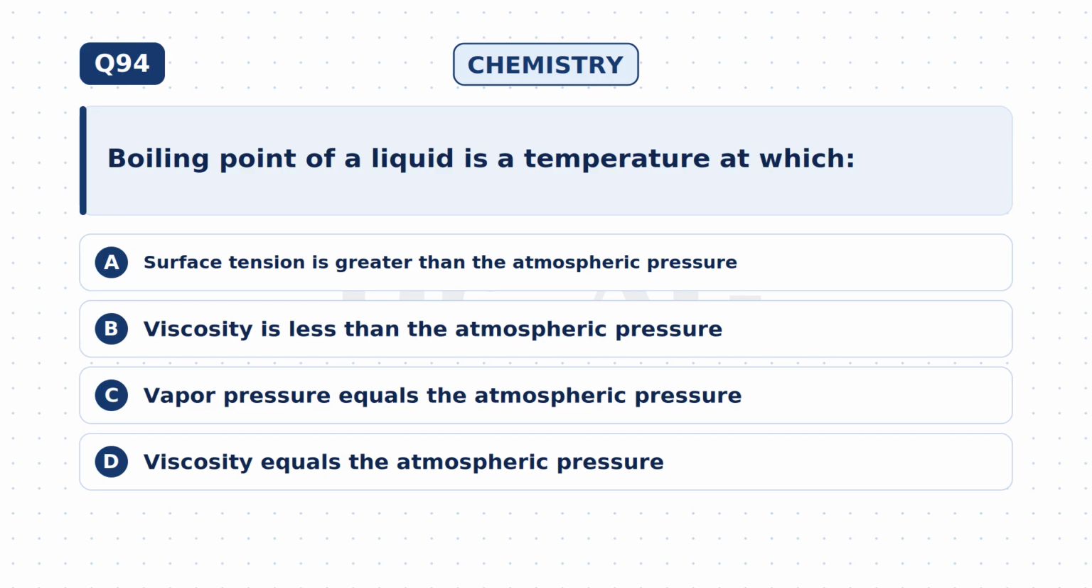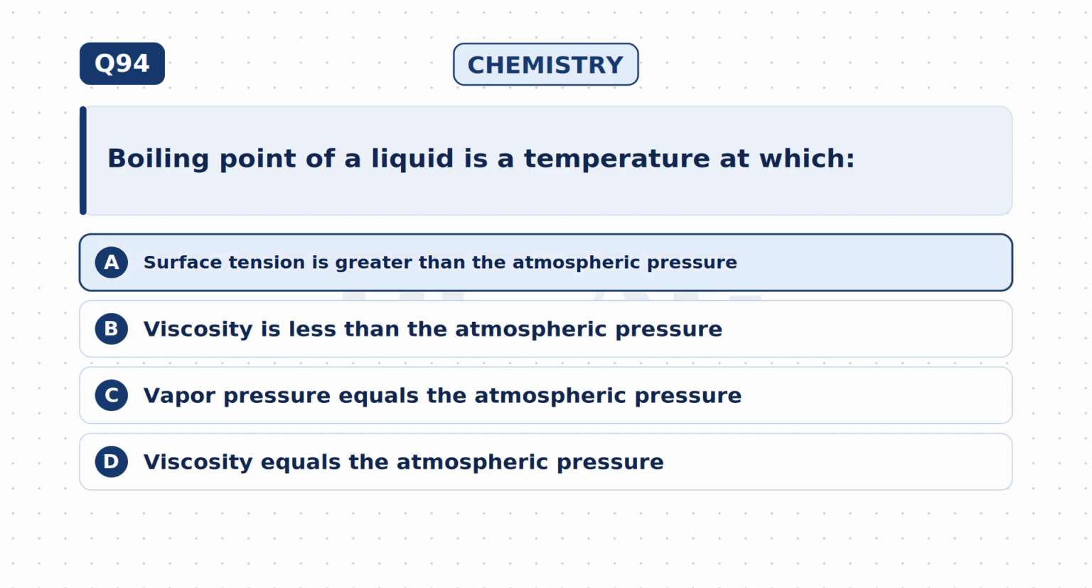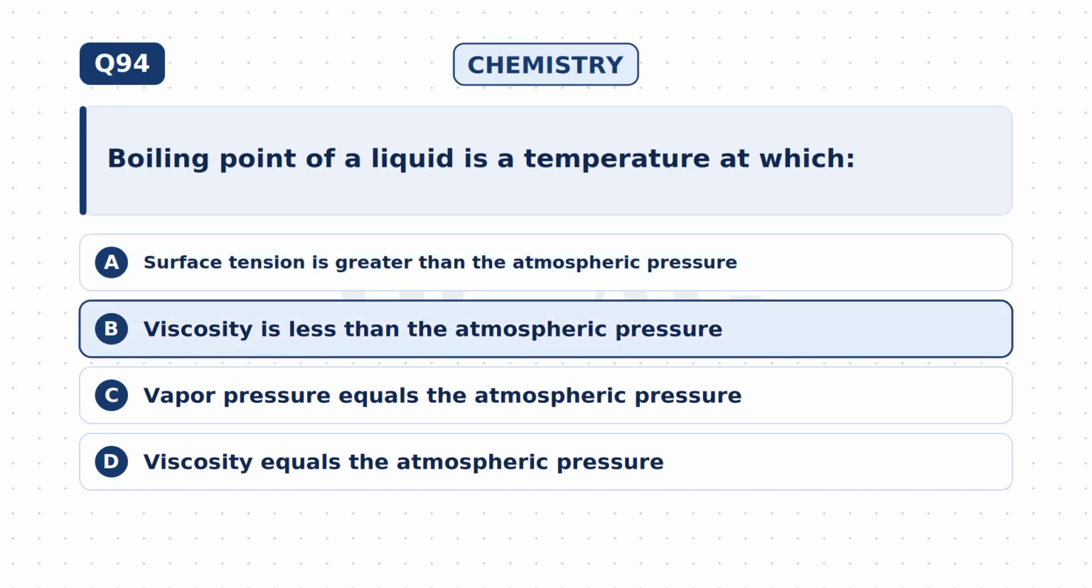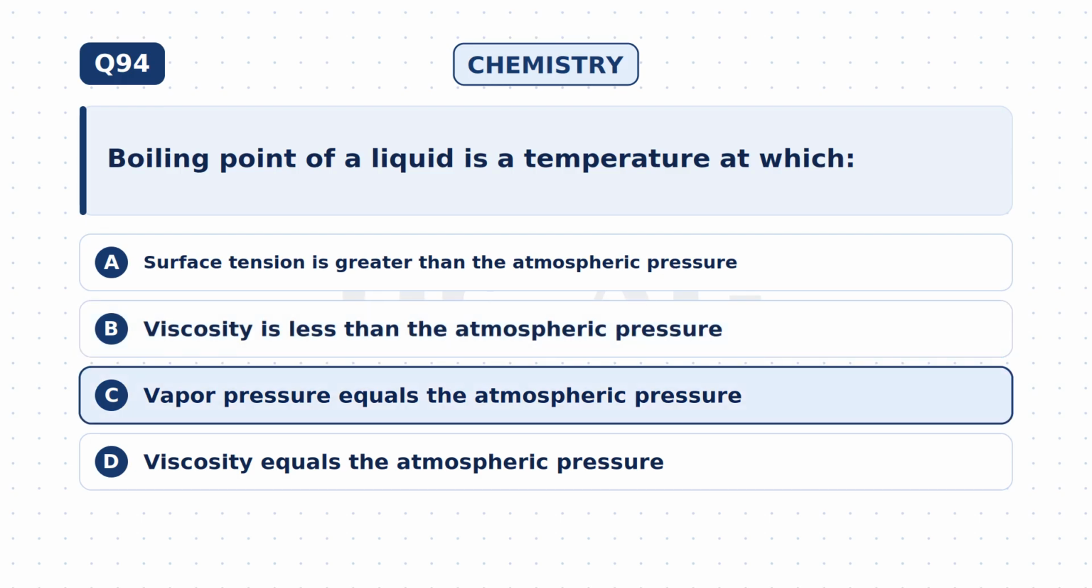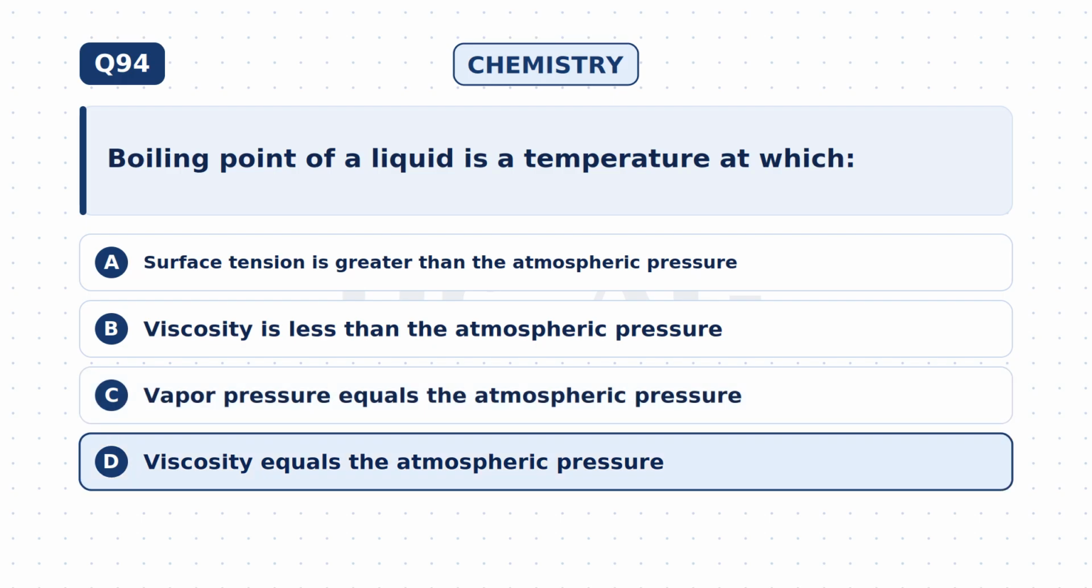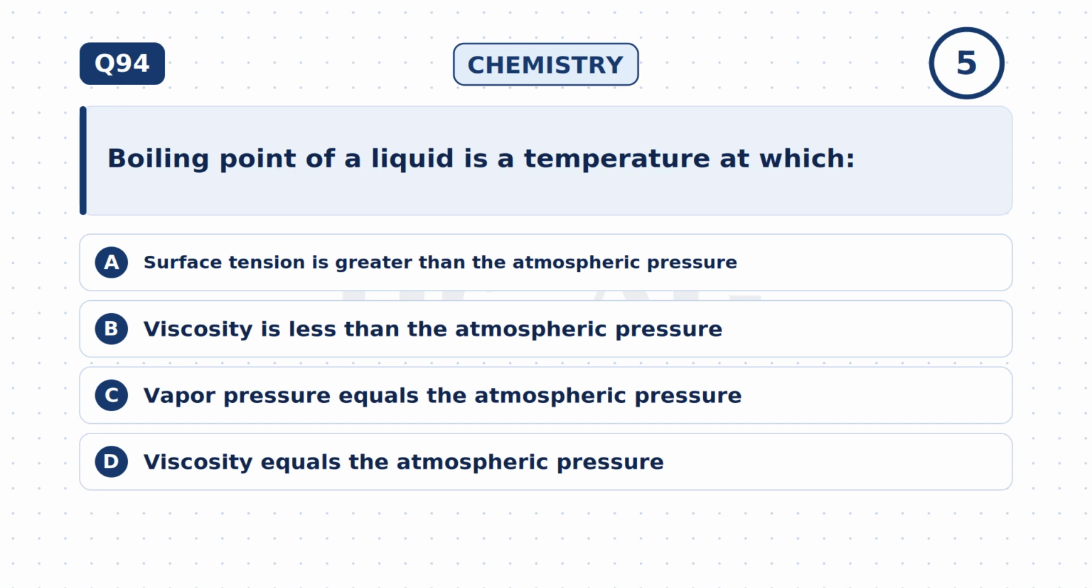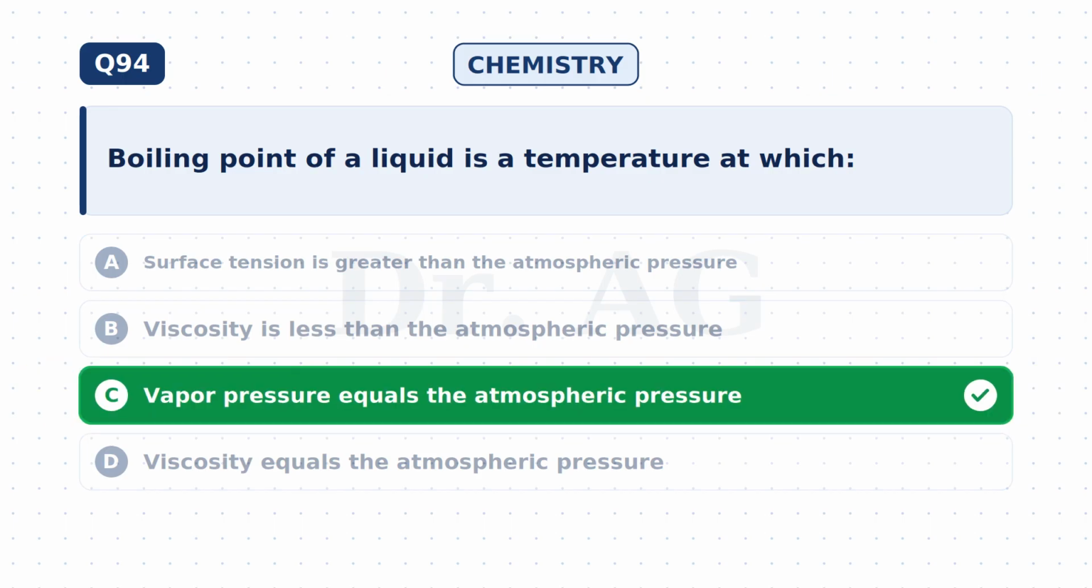Question 94. Boiling point of a liquid is a temperature at which Option A, surface tension is greater than the atmospheric pressure. Option B, viscosity is less than the atmospheric pressure. Option C, vapor pressure equals the atmospheric pressure. Option D, viscosity equals the atmospheric pressure. The correct answer is C, vapor pressure equals the atmospheric pressure.